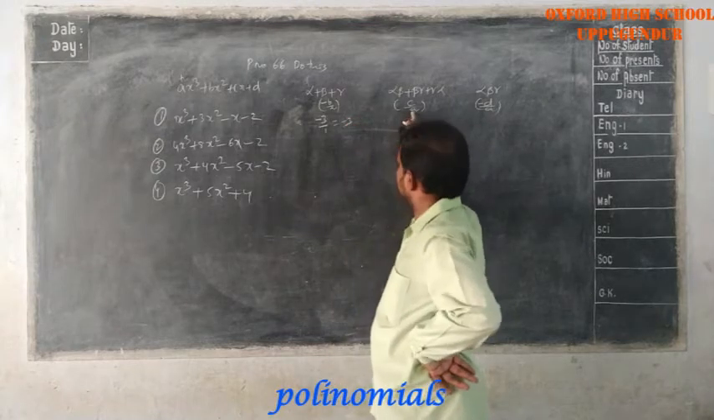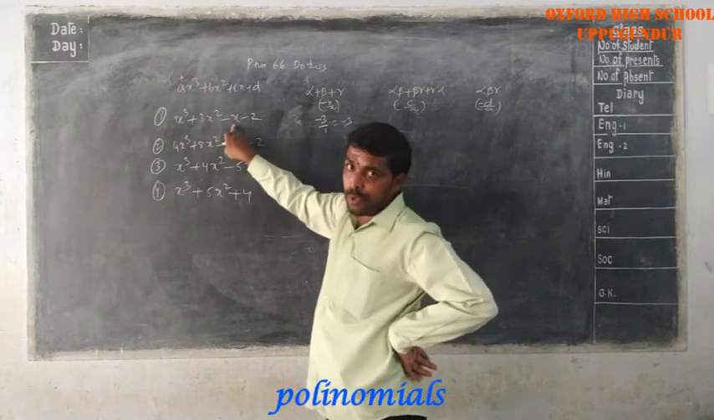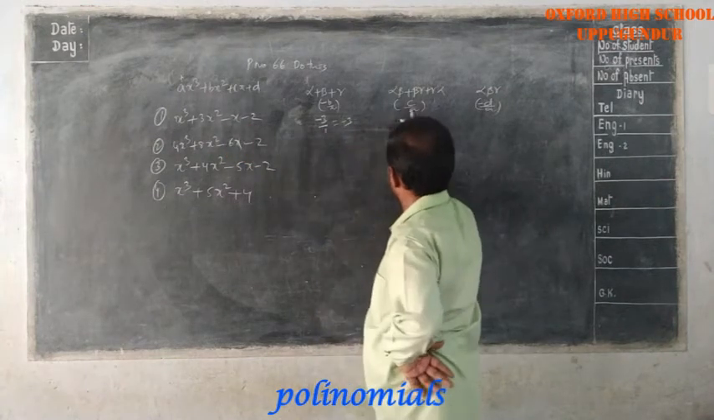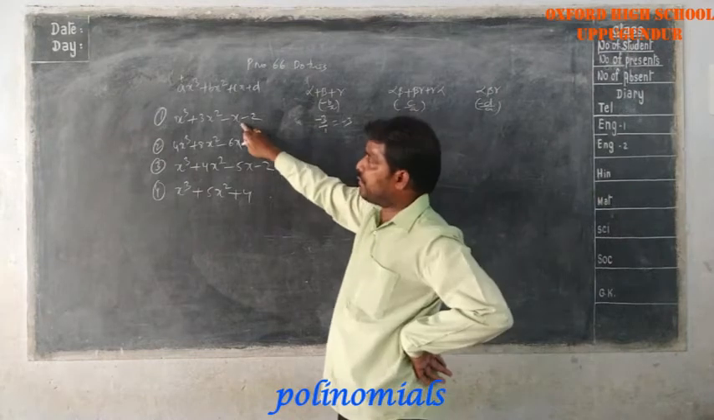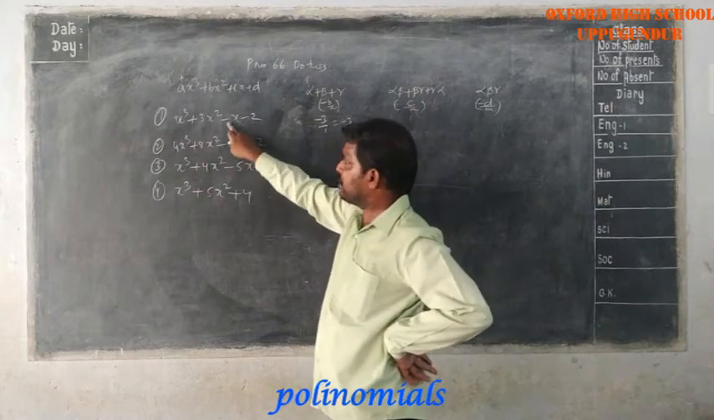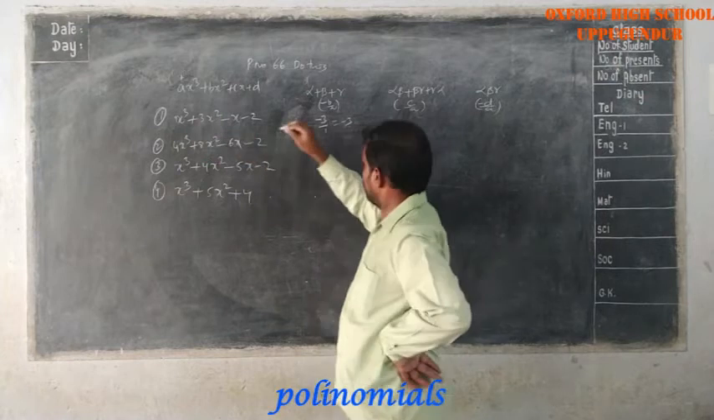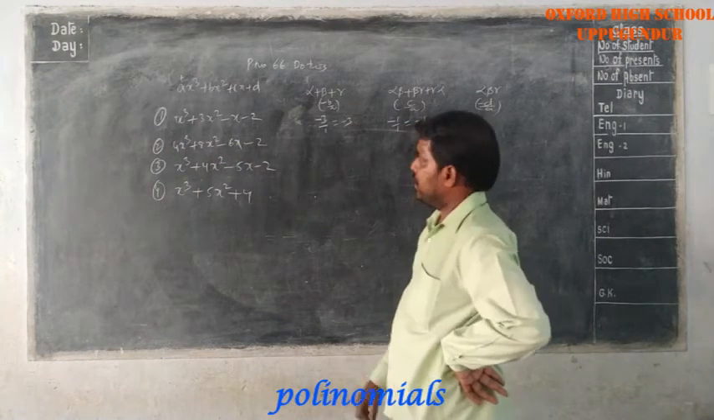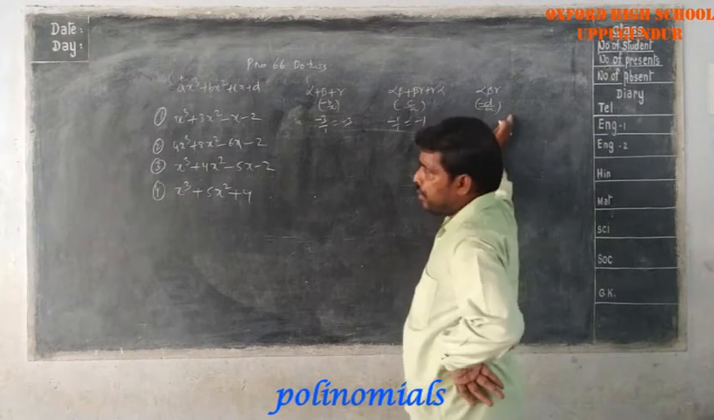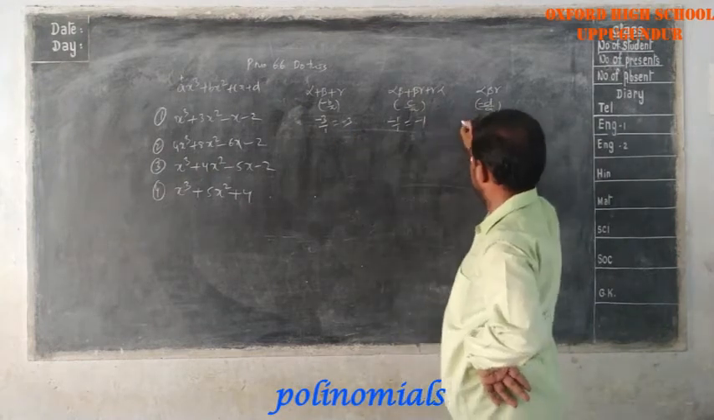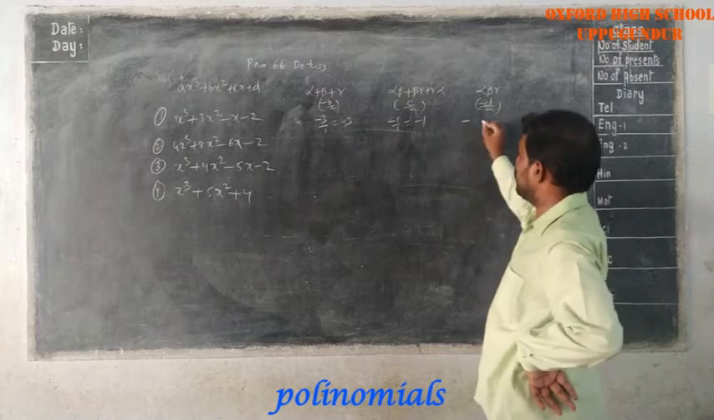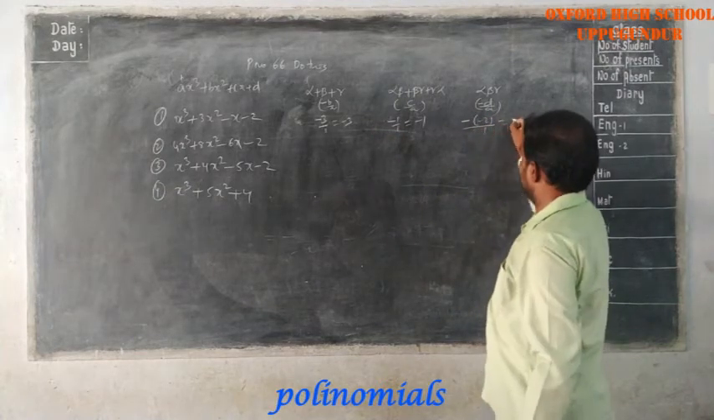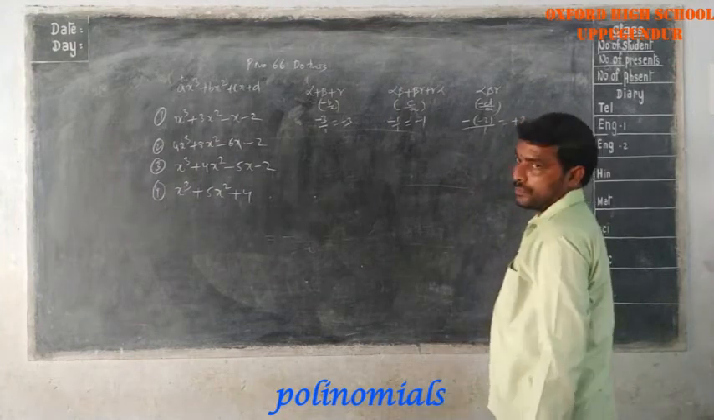Product of the zeros is c by a. c by a means coefficient of x by coefficient of x cube. Coefficient of x is minus 1, x cube is 1. So minus 1 by 1, you will get minus 1. Next, alpha beta gamma is minus d by a. d value is the constant, minus 2, by coefficient of x cube, which is 1. You will get plus 2.